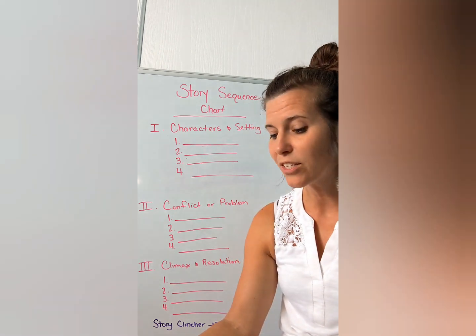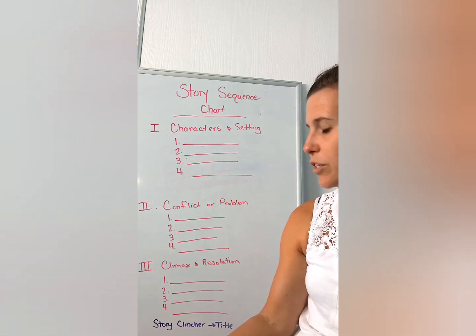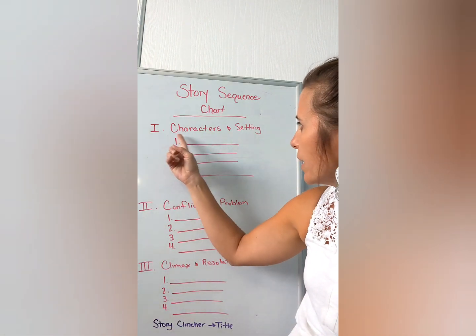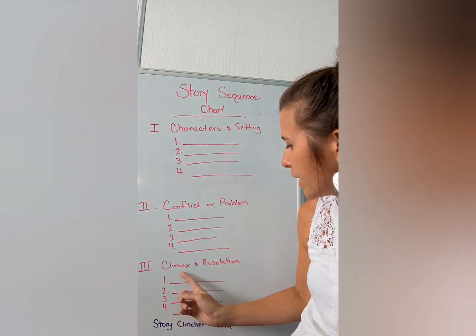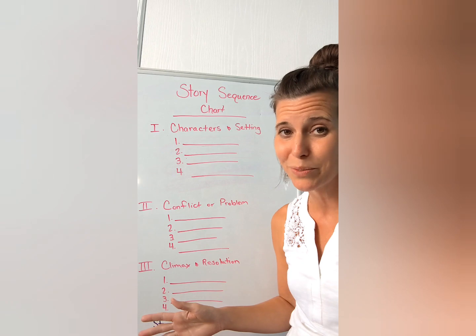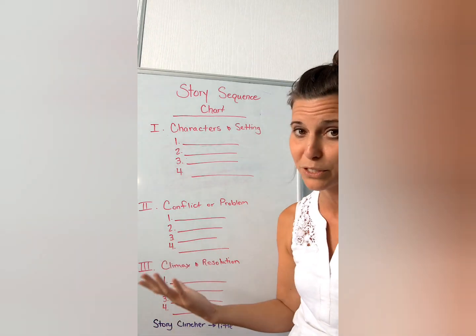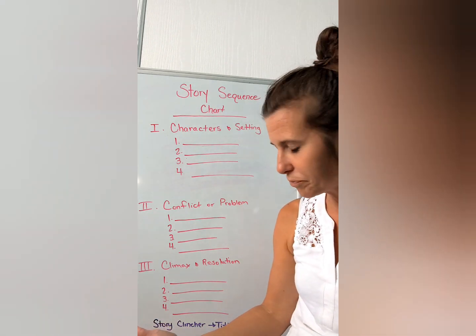So with the story sequence chart, there are 3 paragraphs, and you write it out like this. You write Roman numeral 1, characters and settings, Roman numeral 2, conflict or problem, and Roman numeral 3, climax and resolution. There are some synonyms to these words, and if you want to write them with the synonyms, that's fine. Like instead of resolution, maybe solution. That's totally fine, just as long as you're getting the idea.